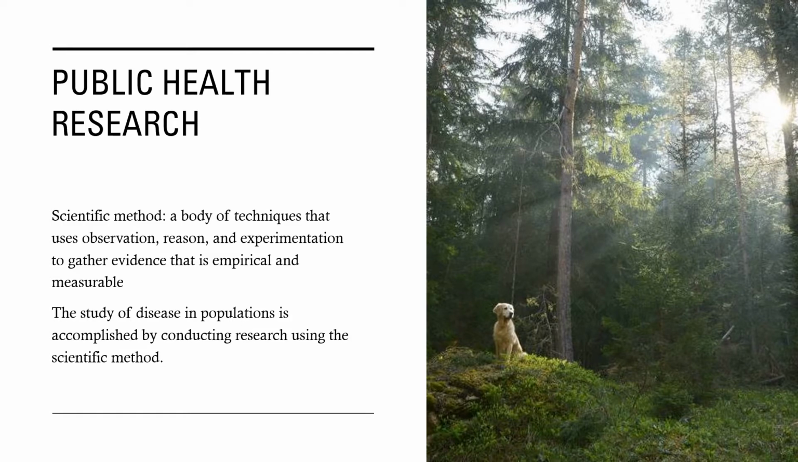Public health research, so here the study of a disease in populations is going to be accomplished by conducting research using the scientific method. But what is the scientific method? It's a body of techniques that use observation, reason, and experimentation to gather evidence that is empirical and measurable. So in scientific method, there is a specific way to go about gathering information, about analyzing that information, about testing whether that information is correct or not, and then making sure that the information you're getting is actually a fact, that it's not something that is subjective. It has to be absolutely objective. And when you are gathering information, well, the information you gather has to be measurable, or else how will you gather it, right?